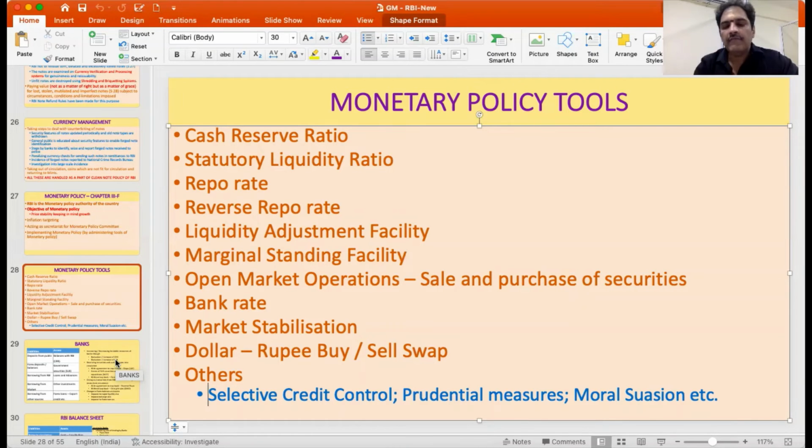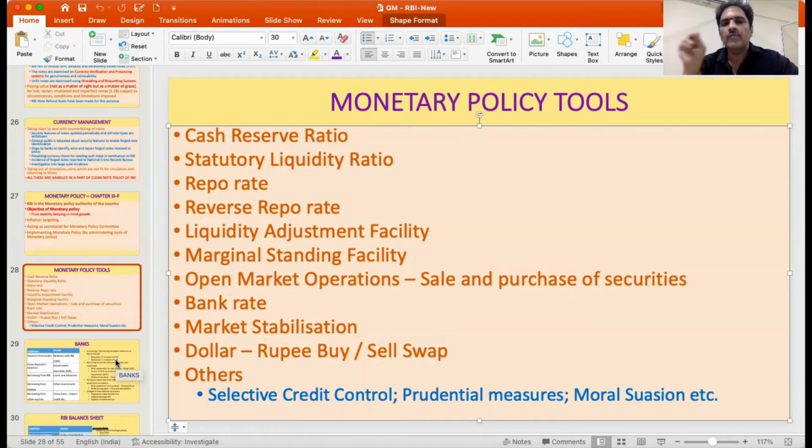Then there was a time when a lot of gold loans were given. So RBI indicated that you cannot give more than 50% of the value of the gold. Then the third thing they could say is that the risk weight of this has to be 150%, in which case, automatically, because I have to maintain a higher amount of capital, I will ensure that I don't give so much of loans for that particular purpose. So the mechanism by which RBI influences the direction of credit is selective credit control through prudential measures.